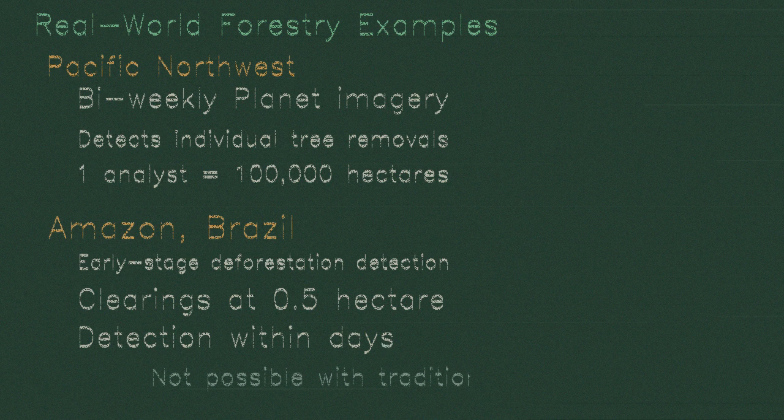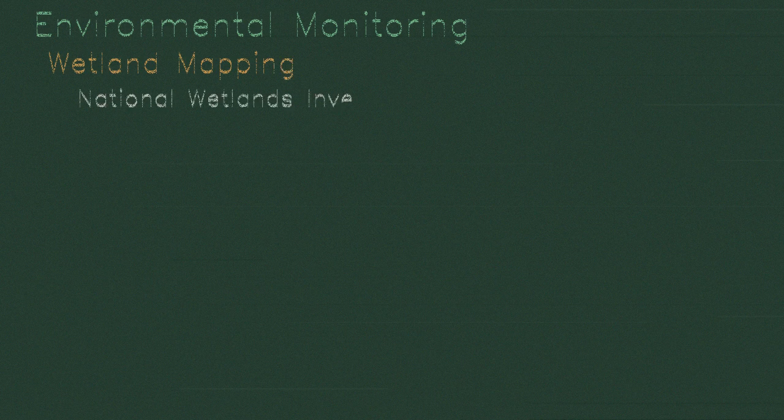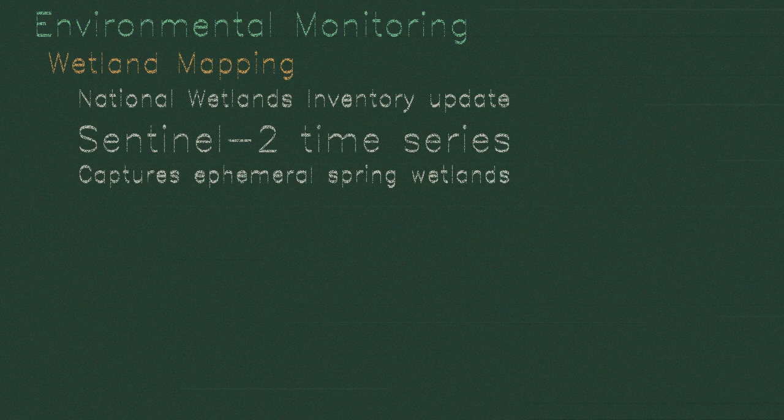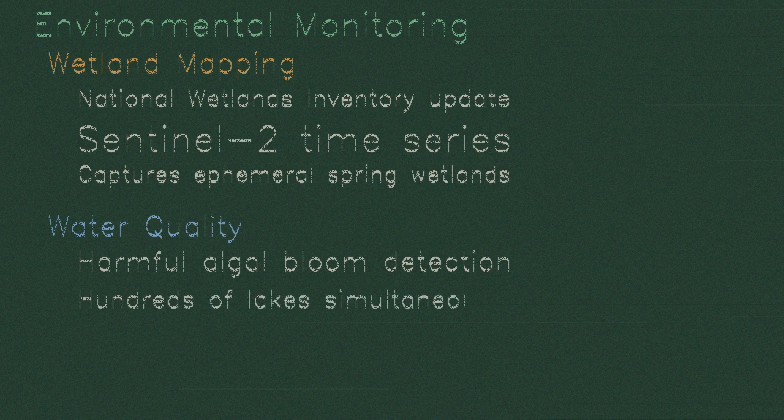What about on the environmental monitoring side? Wetland mapping is a perfect use case. The U.S. Fish and Wildlife Service has been exploring foundation models for updating the National Wetlands Inventory, which is a task that has historically been incredibly labor-intensive. With foundation models, they can process Sentinel-2 time series to capture seasonal wetland dynamics, identifying ephemeral wetlands that only exist for a few weeks in spring. On the water quality side, teams are using these models to detect harmful algal blooms across hundreds of lakes simultaneously, something that would have been a separate modeling project for each water body just a few years ago.